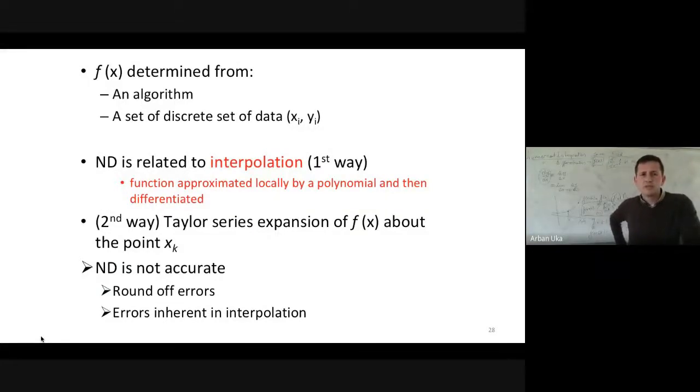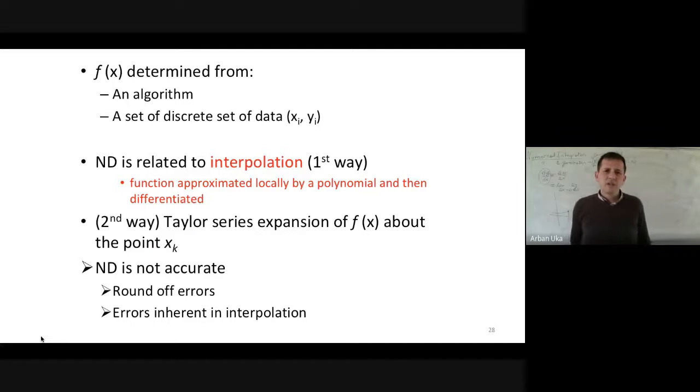The f of x can be determined from an algorithm or a set of data xi, yi. And if this is the case, we know that we can do this by doing the interpolation of data points. Numerical differentiation, or ND, is related to interpolation because we can approximate a function locally by using different interpolation techniques, and we build this interpolation on top of a discrete set of data xi, yi. The second way is the Taylor series expansion of f of x about the point xk. So this is how we can relate numerical differentiation.